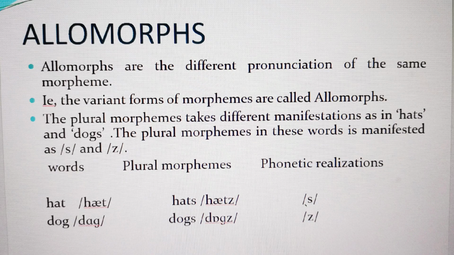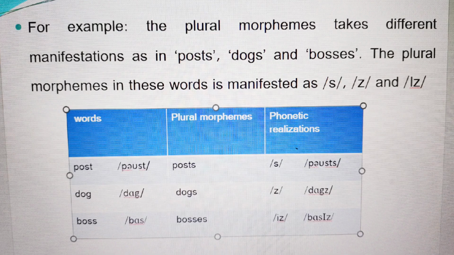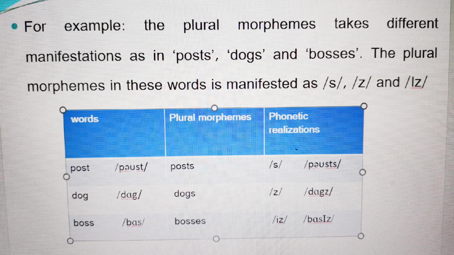Then we shall move to the next example. The plural morpheme takes different manifestations as in posts, dogs, bosses. These are the three examples given below. The plural morpheme in these words is manifested as s, z and iz. These are the allomorphs.